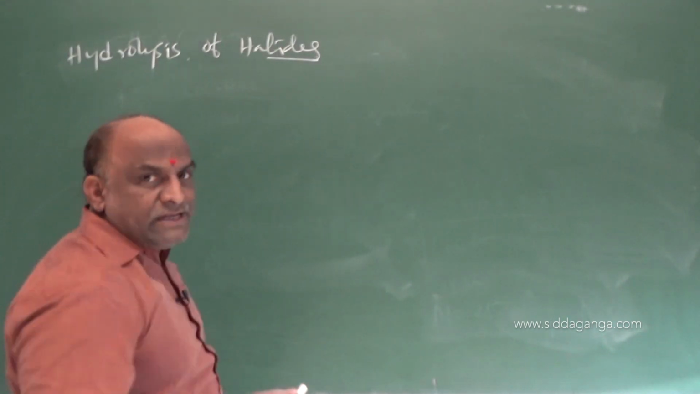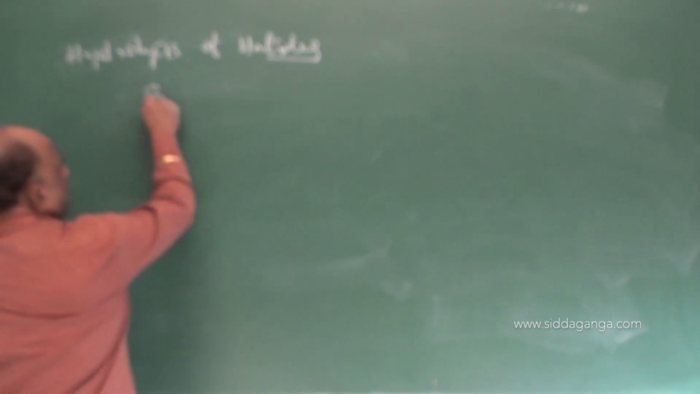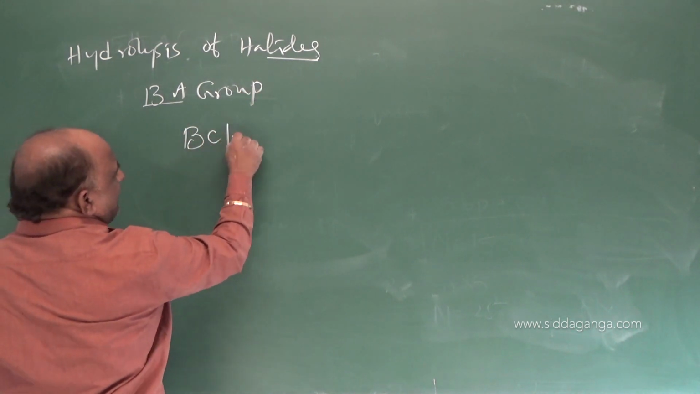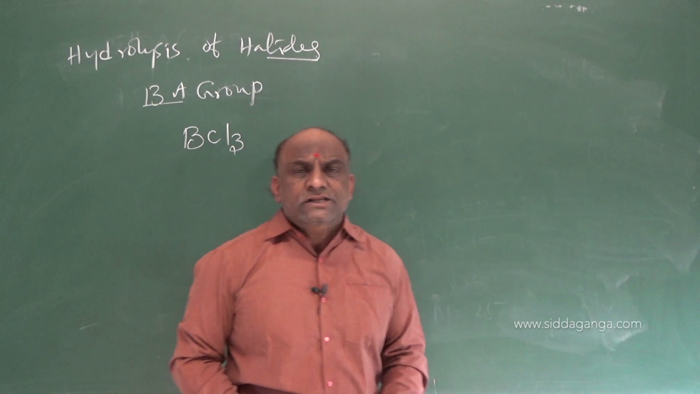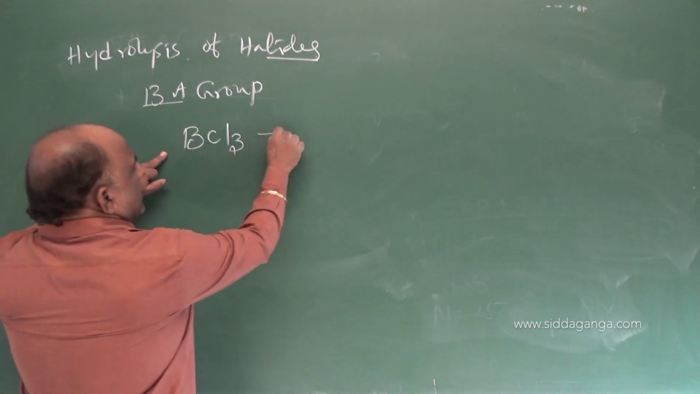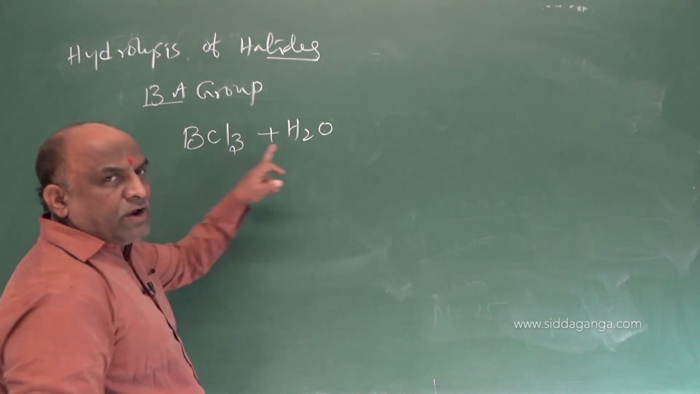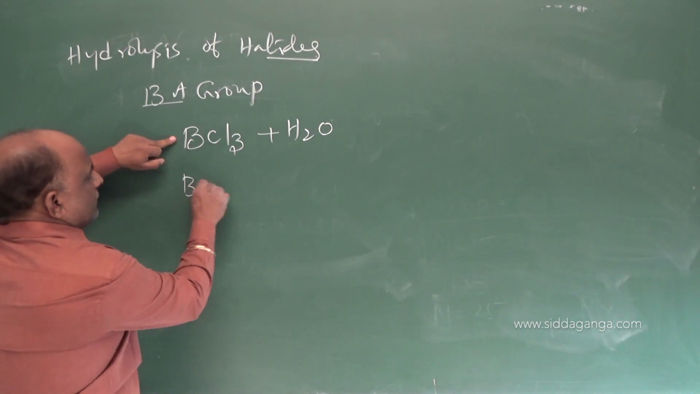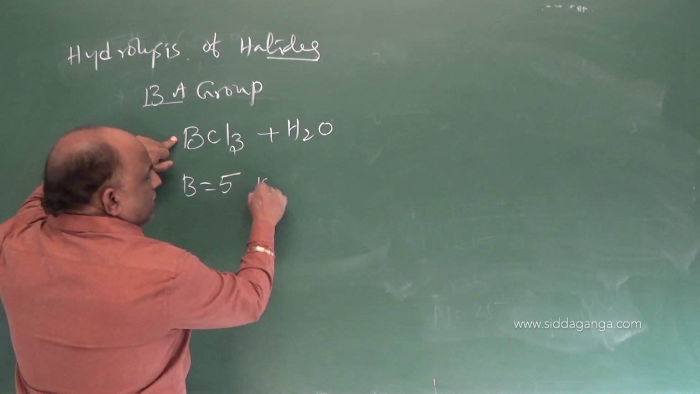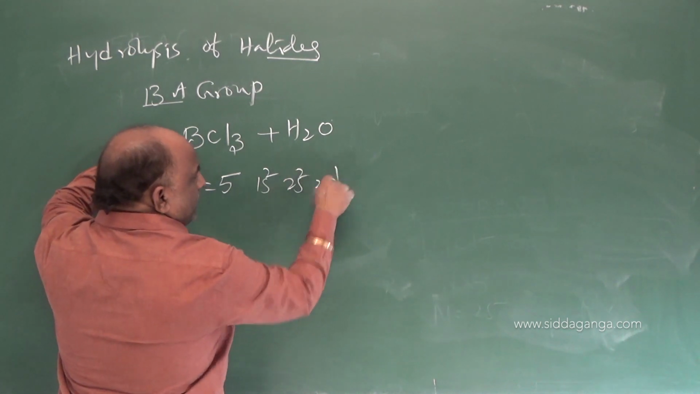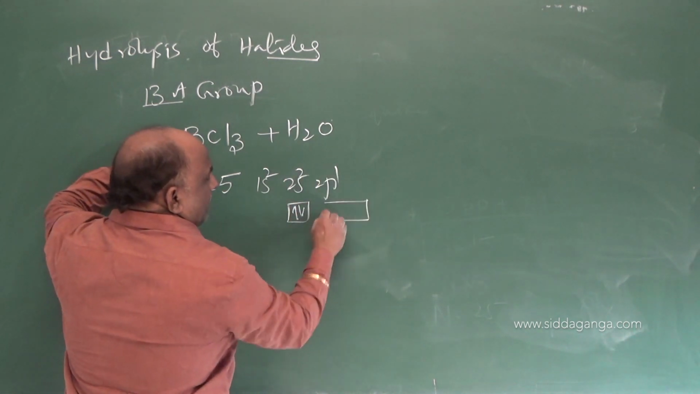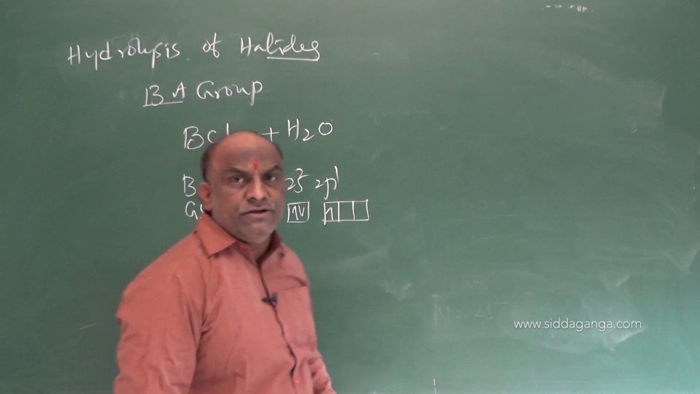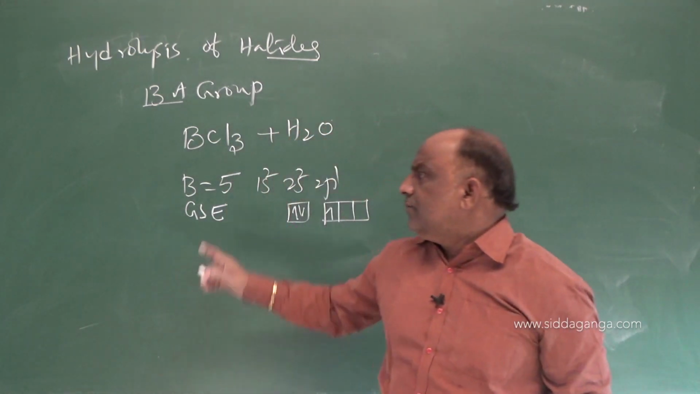suppose we go to the 13th A group, the general example is BCl3, called boron trichloride. Hydrolysis of boron trichloride. What is boron's electronic configuration? Boron atomic number 5, the configuration is 1s2 2s2 2p1: 2s 2 electrons, 2p 1 electron. This is called the ground state electronic configuration of the boron atom.